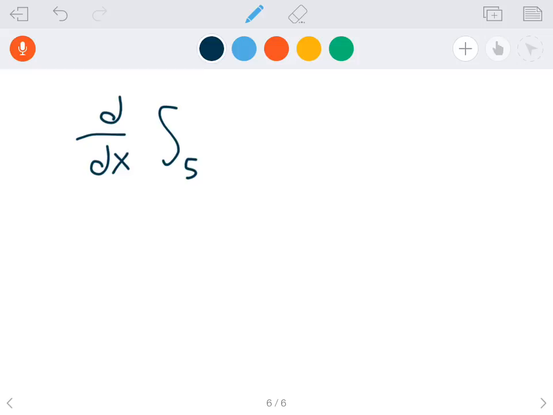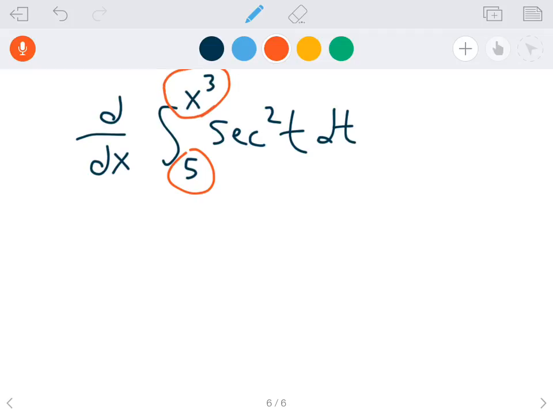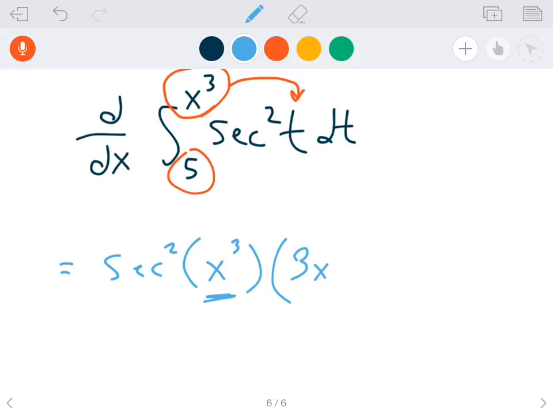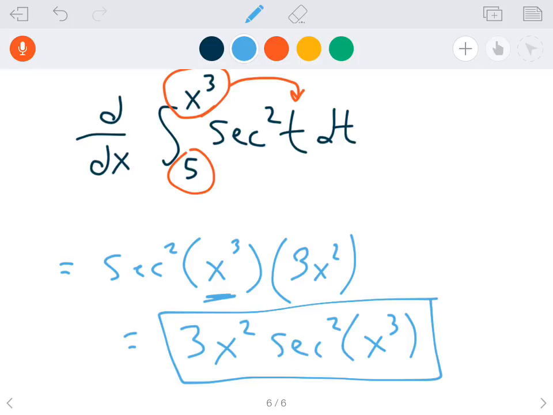Let's say that I want to go from 5 to x cubed of the secant squared of t dt. I check. I've got a constant in the bottom. I've got a function on top. So I'm going to plug my function in for t, but then I have to multiply by its derivative. So all this is equal to the secant squared of, instead of t, I do my top limit, but then I have to multiply by this derivative, so by 3x squared. If I write that a little bit more neatly, it looks just like that. And it's done.